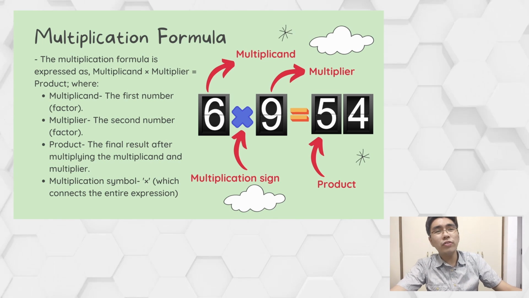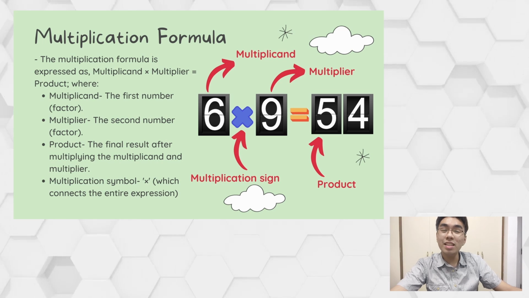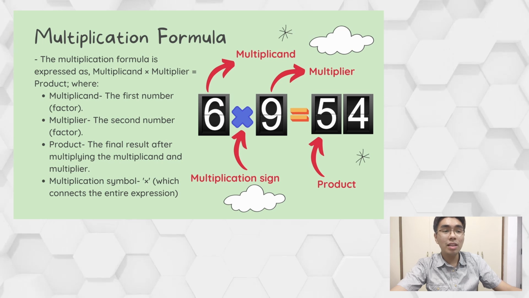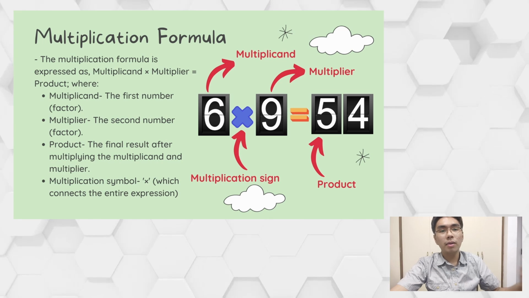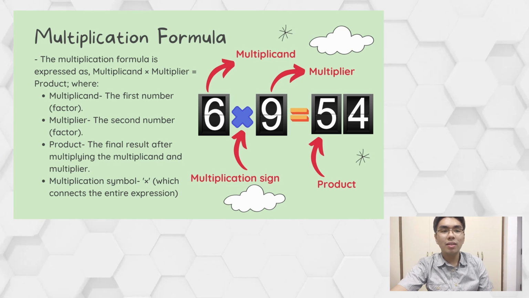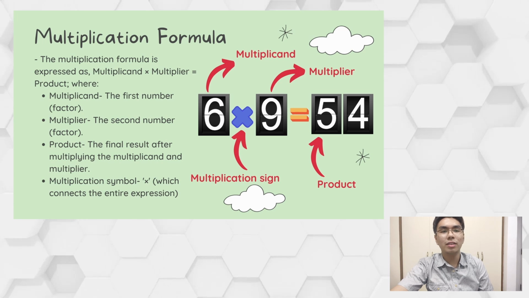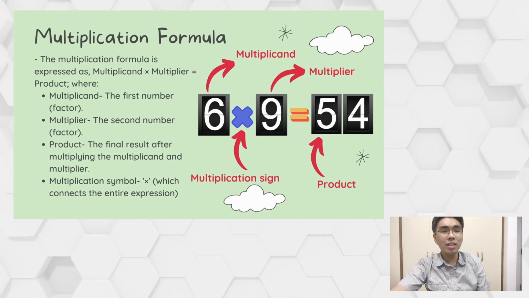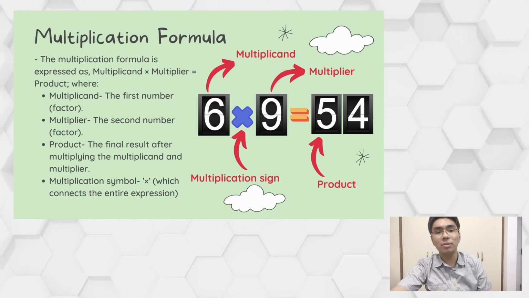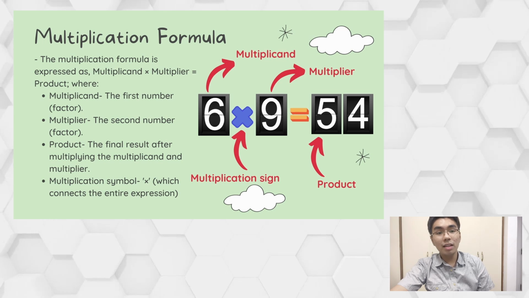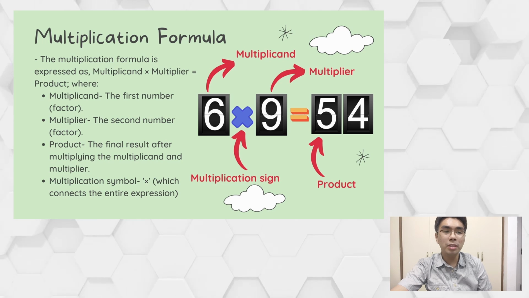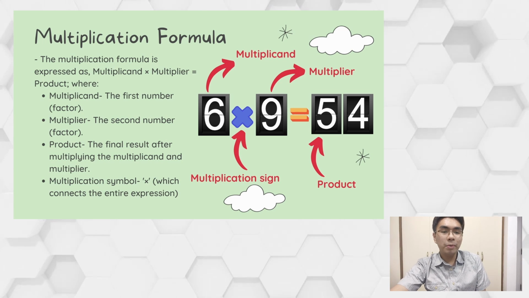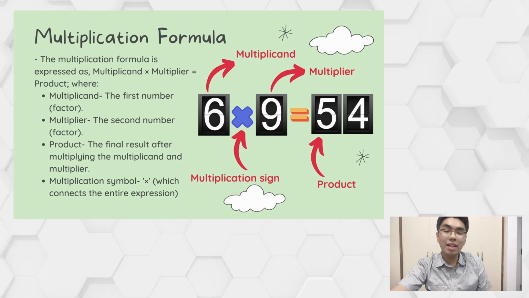The multiplication formula is expressed as multiplicand times multiplier equals product. First, the multiplicand is the first number or factor. Second, the multiplier is the second number, which is also another factor. Third is the product, the final result after multiplying the multiplicand and multiplier. Lastly, the multiplication symbol, x, which connects the entire expression.